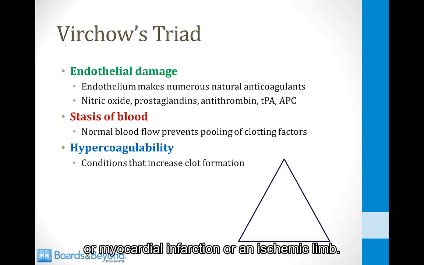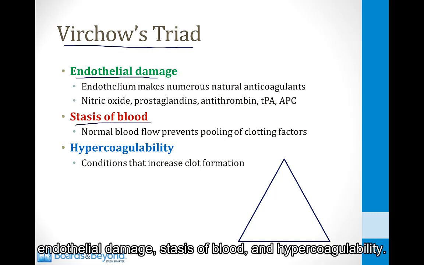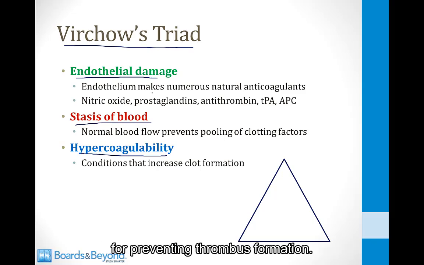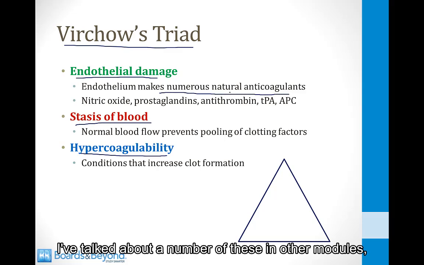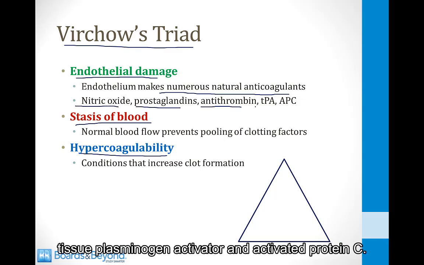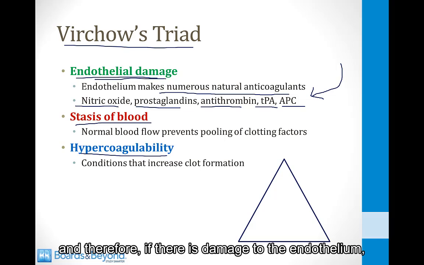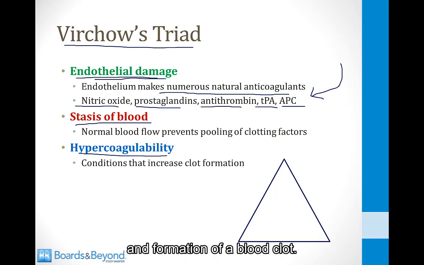an ischemic limb. Virchow's triad are the three elements that lead to formation of a thrombus, and Virchow's triad includes endothelial damage, stasis of blood, and hypercoagulability. A normal endothelium is very important for preventing thrombus formation. That's because the endothelium makes numerous natural anticoagulants. I've talked about a number of these in other modules, but these substances include nitric oxide, prostaglandins, also antithrombin, tissue plasminogen activator, and activated protein C. All of these prevent the formation of thrombus, and therefore if there is damage to the endothelium, you can get hypercoagulability and formation of a blood clot.